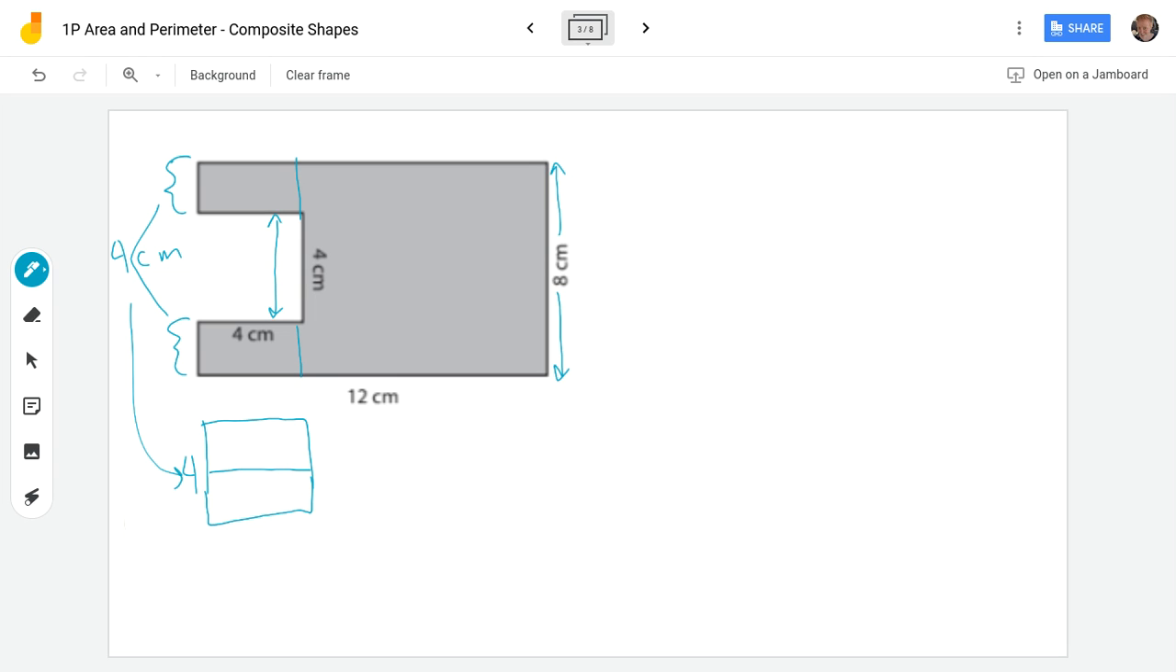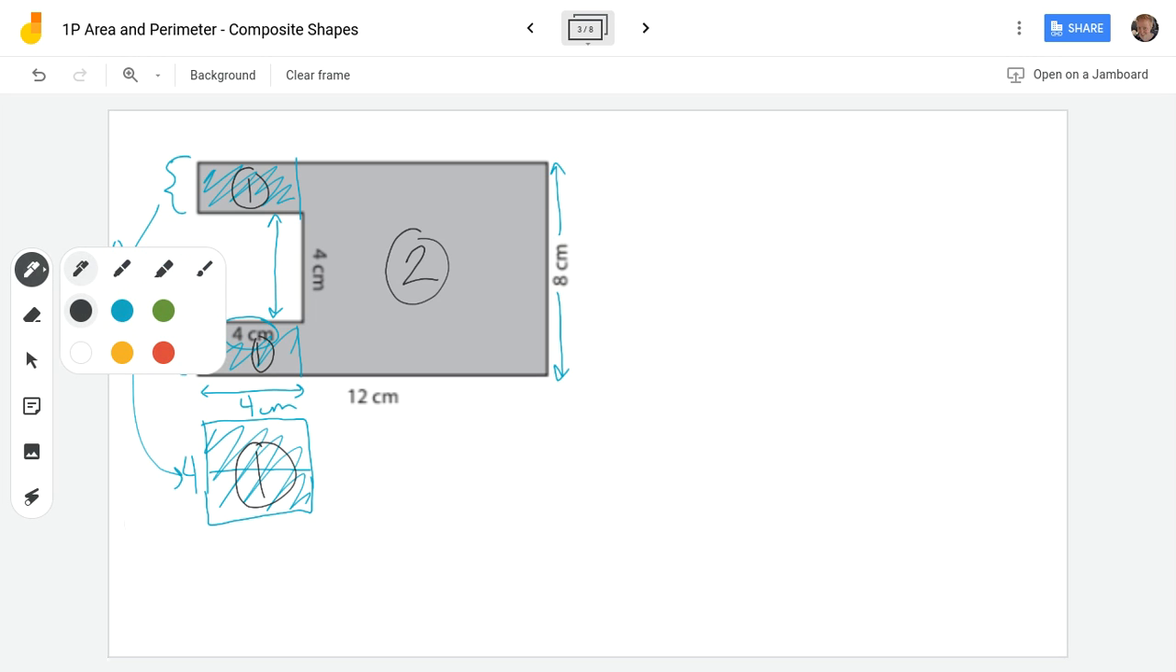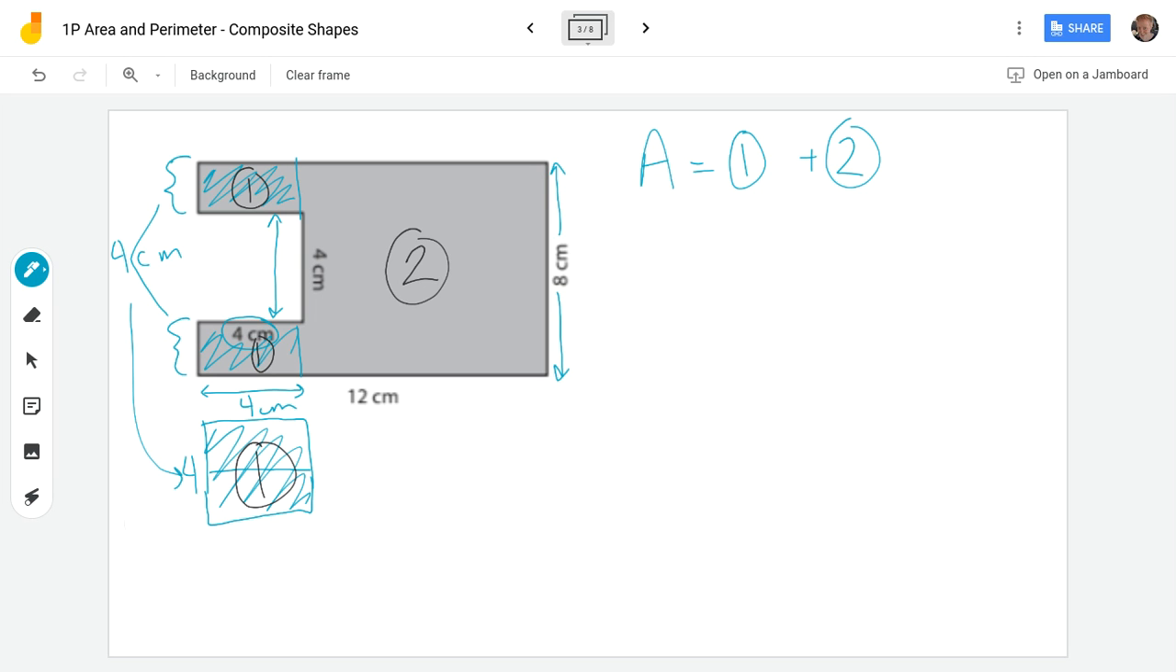And we also know that the width of it from here to here is 4 centimeters because of this number here. So really, this piece and this piece make this piece, and it's a 4 centimeter by 4 centimeter square when we put the two together. So I'm going to call this and this together area 1, and then this will be area 2. So to get the total area, we need area 1 plus area 2.